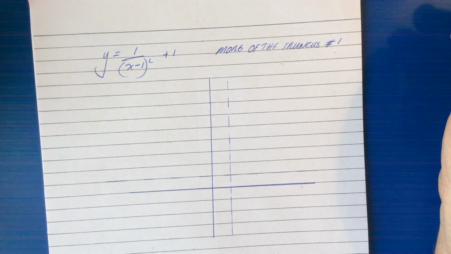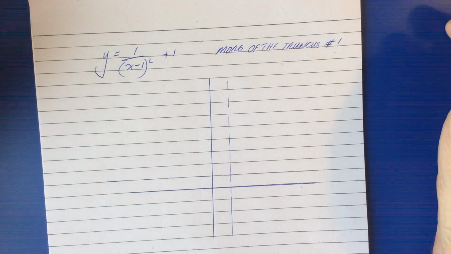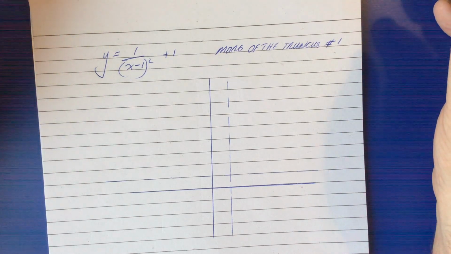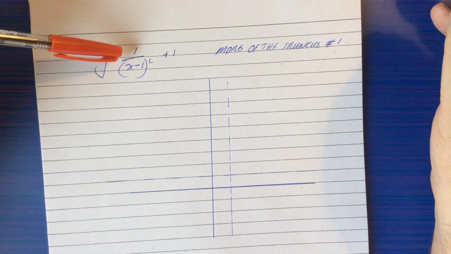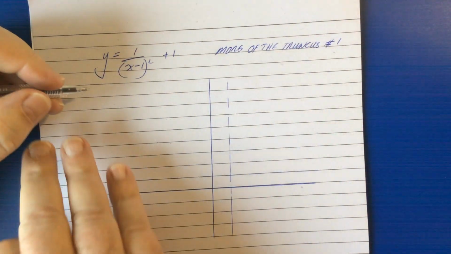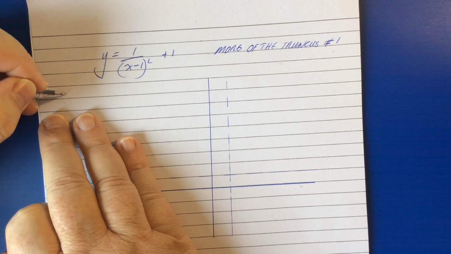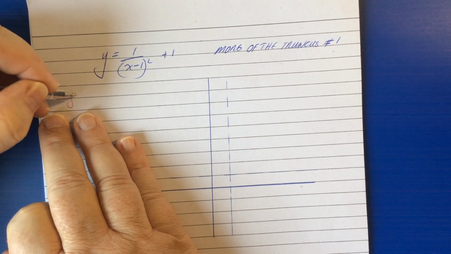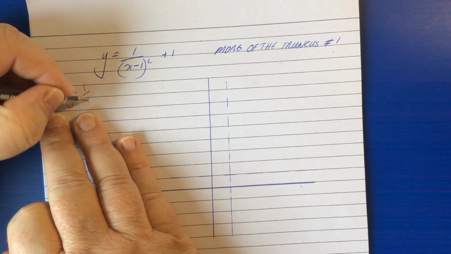So, what are we looking at here? Well, we're looking at an equation for a truncus that has had a couple of alterations made to it. The equation for a very ordinary truncus is y equals 1 over x squared.